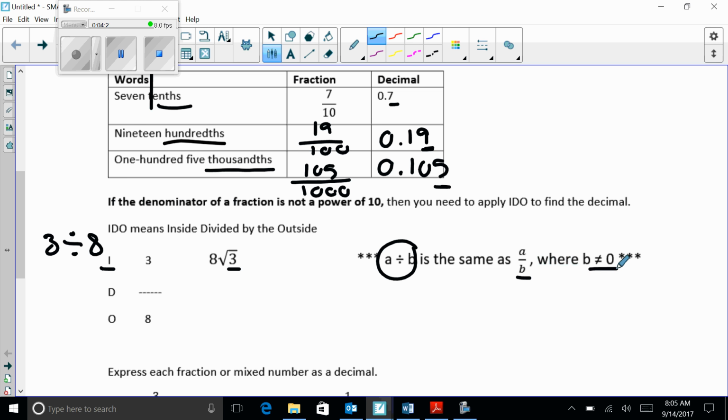Denominator cannot be 0 because you cannot divide a number by 0. You can do it the other way. You can do 0 divided by a number, but you cannot do a number divided by 0.